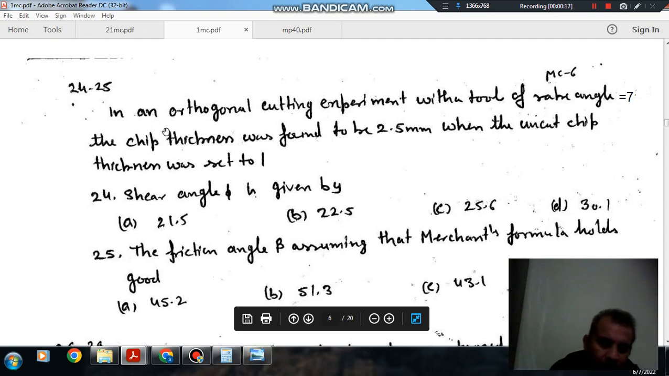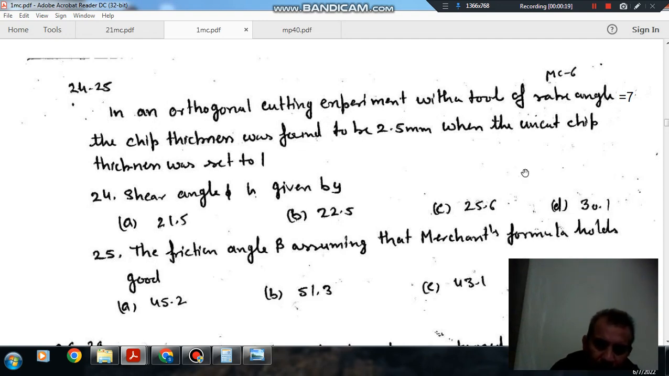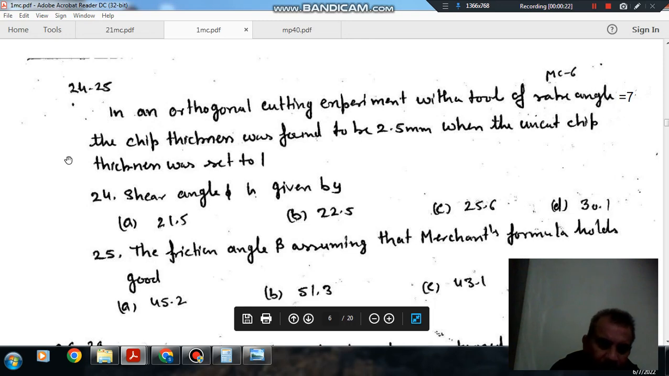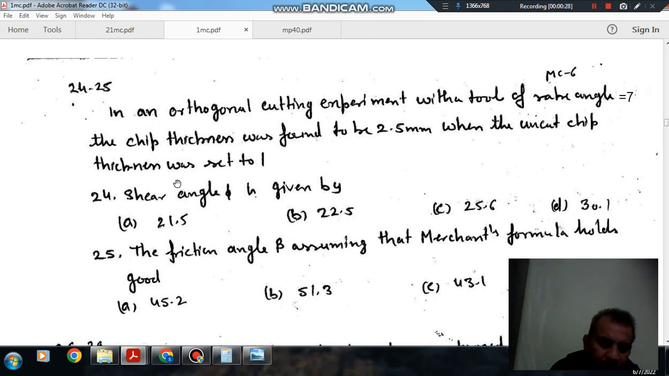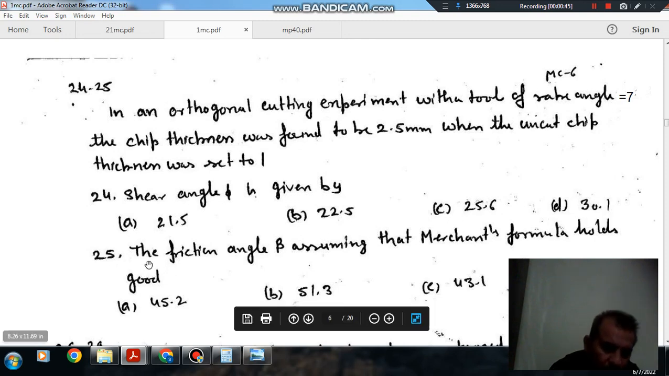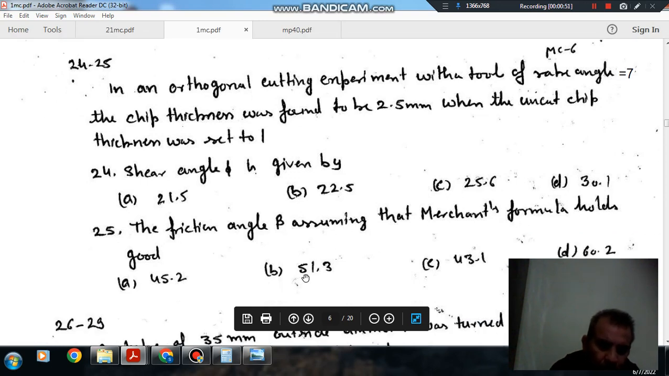The statement is: in an orthogonal cutting experiment with a tool of rake angle 7, the chip thickness was found to be 2.5 mm when the uncut thickness was set to 1. The shear angle phi is given by option A 21.5, option B 22.5, option C 25.6, option D 30.1. Question number 25. The friction angle beta, assuming the Merchant's formula holds good, is option A 45.2, option B 51.3, option C 43.1 and option D 60.2.